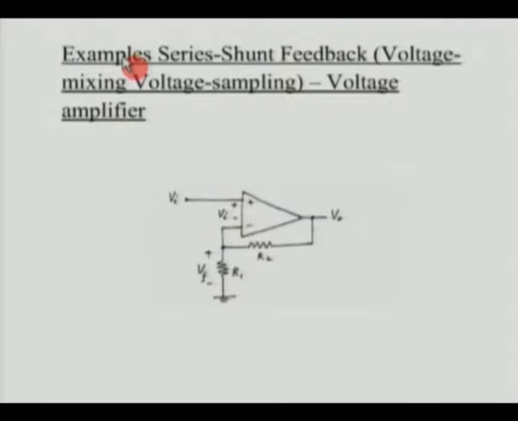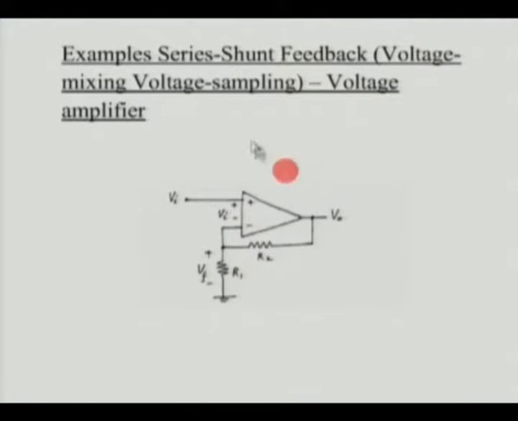A very good example of series-shunt feedback is the non-inverting amplifier, which we are very familiar with, and now we see what beta is. Vf is nothing but V0 times R1 by R1 plus R2. So we know that Vf is equal to beta times V0, therefore beta is nothing but R1 by R1 plus R2.